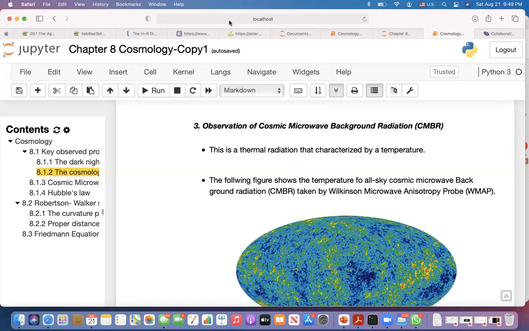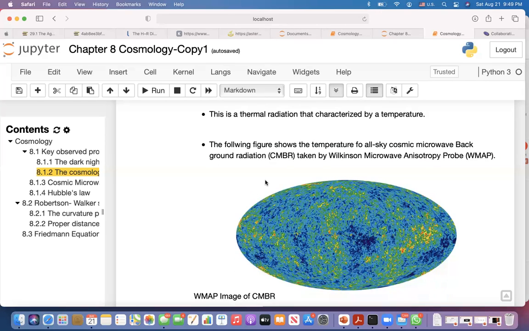But the idea that I want to convey here is that when we look at this cosmic microwave background radiation in the universe, we can make this map right here, right? This map shows the temperature of the all-sky cosmic microwave background radiation, taken by WMAP, the Wilkinson Microwave Anisotropy Probe, which is one of the instruments specifically designed and sent to space to measure this cosmic microwave background radiation, right?